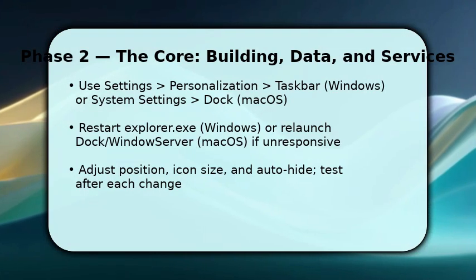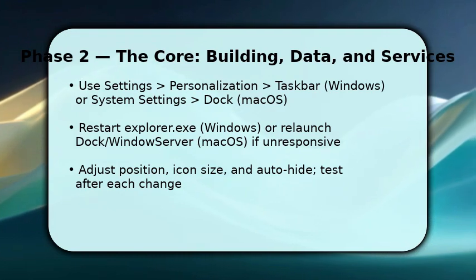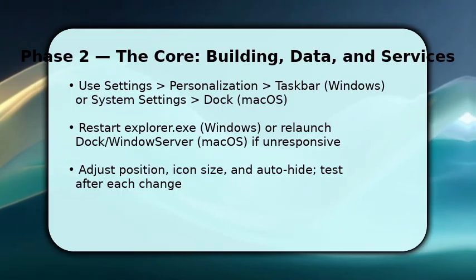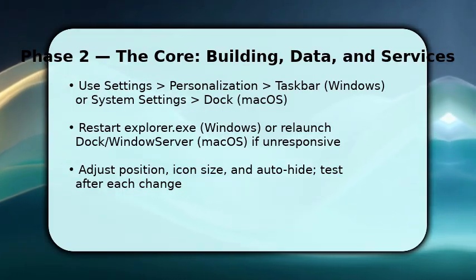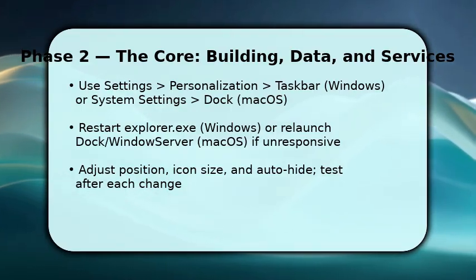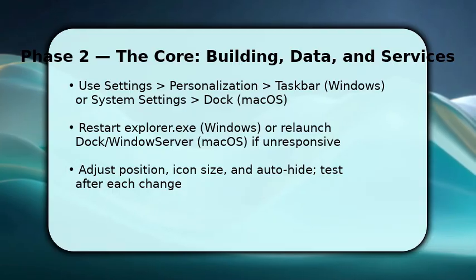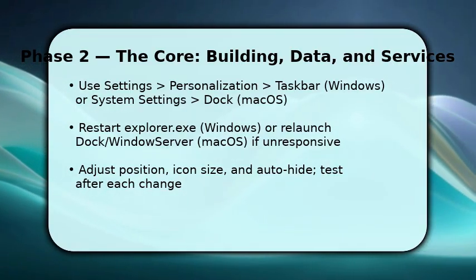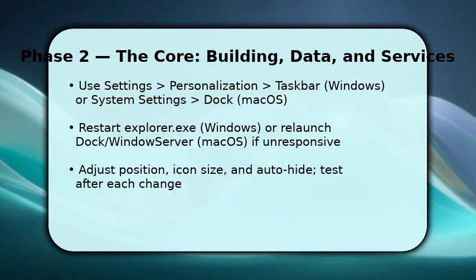Next, you perform the middle, more technical steps to restore the toolbar. Go into System Settings to change position, icon size, and auto-hide. This is where you usually fix offset or off-screen issues. If the bar won't respond, restart Explorer.EXE on Windows, or relaunch the Dock/WindowServer process on macOS because that clears session glitches.